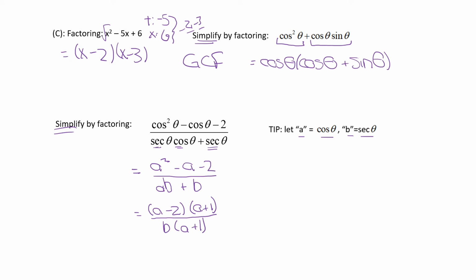So I can do one more thing here before I put it back to secant and cos, I should say. These, remember from our factoring, these are binomials here that match completely. They're exactly the same, a plus 1, I can cancel them out. So they cancel out, so I'm left with a minus 2 over b, or putting it back the way it's supposed to be, a is cos theta minus 2 over, and b is secant theta. So that is both types of factoring in one question.